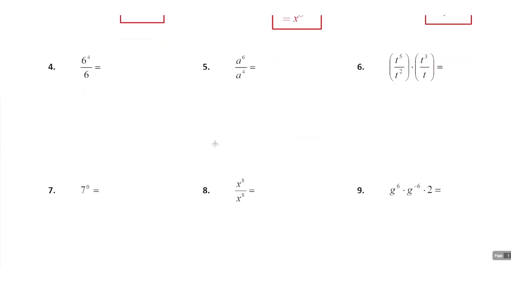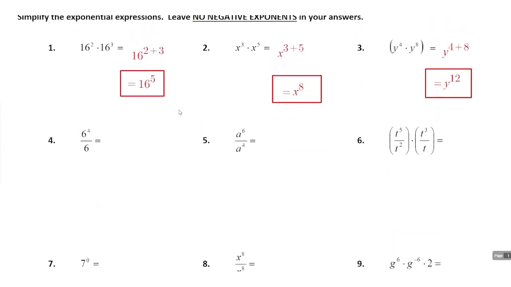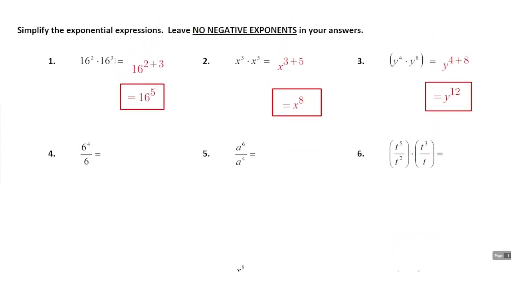Number 4, now we're getting into division here. So like with multiplication, the rule is whenever you're multiplying two powers with the same base, you add the exponents. For division, whenever you divide two powers with the same base, you subtract the exponents. So here we've got 6 to the 4th over just 6, which is equivalent to 6 to the 1st. So we have 6 to the power of 4 minus 1. 4 minus 1 is 3, so we do get 6 cubed.